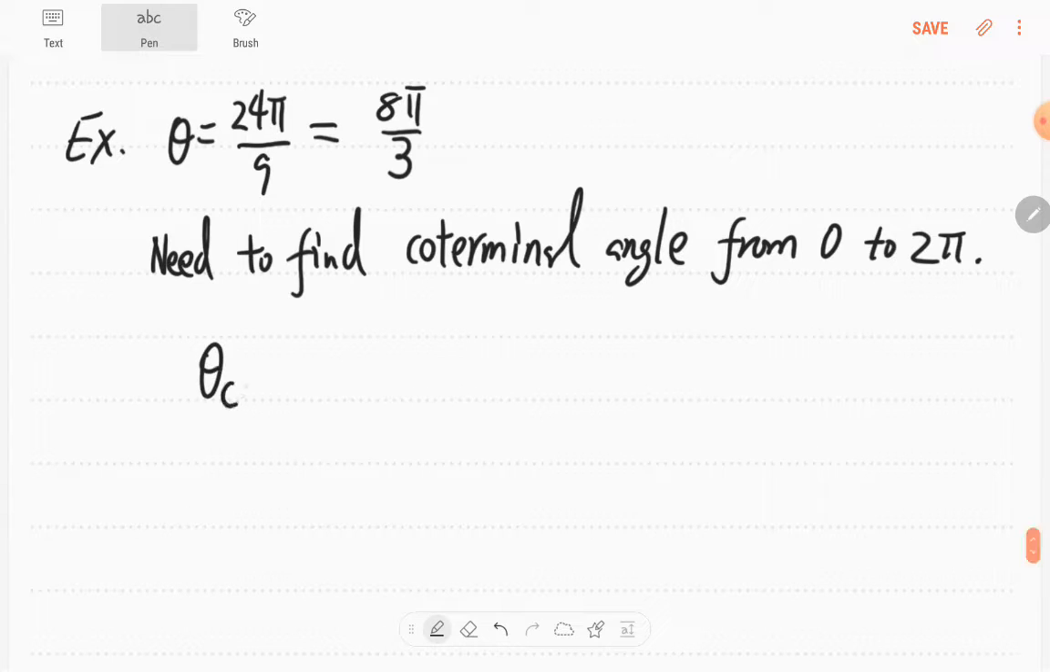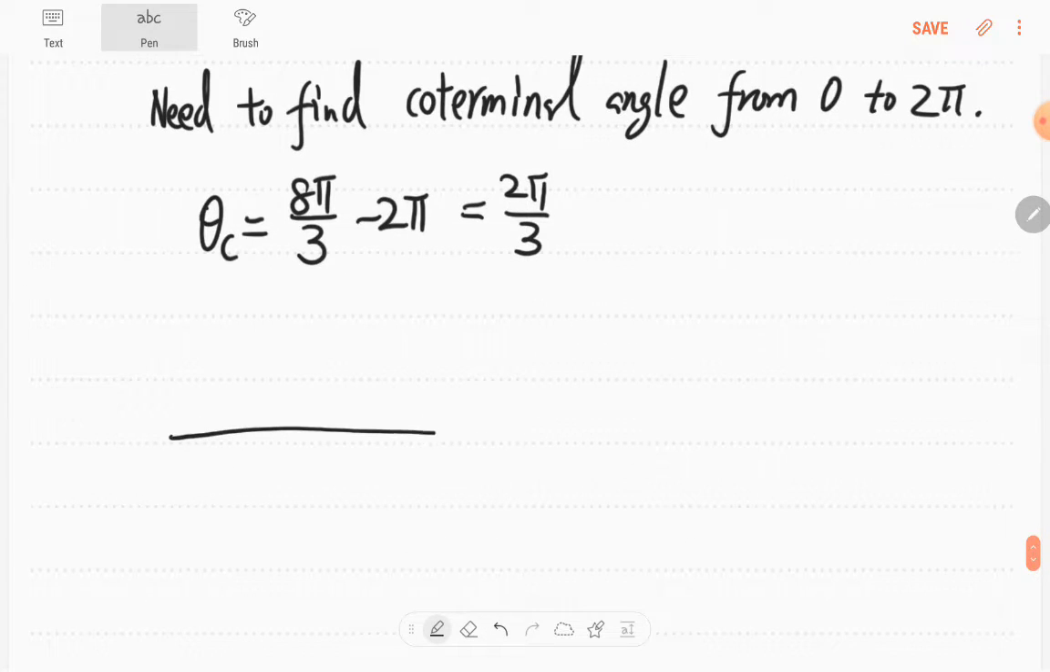So the coterminal angle, 8 pi over 3. Let's try minus 2 pi. We subtract 1 revolution first. So this is already equal to, we notice that it's equal to 2 pi over 3. So it's already between 0 to 2 pi. So that's enough. Then we can locate the terminal side.